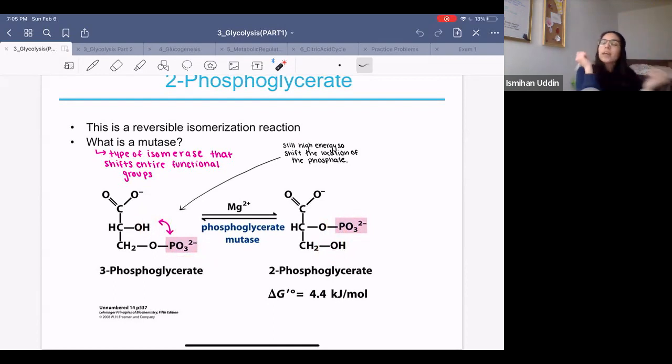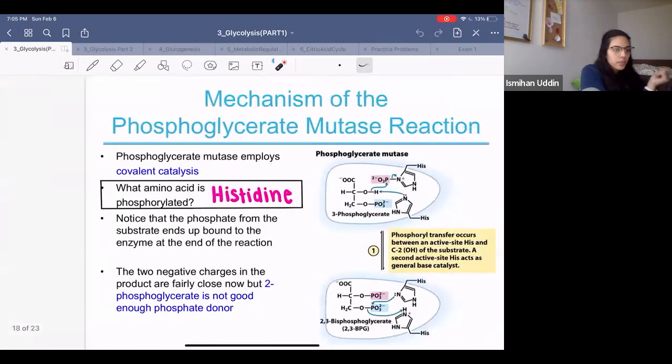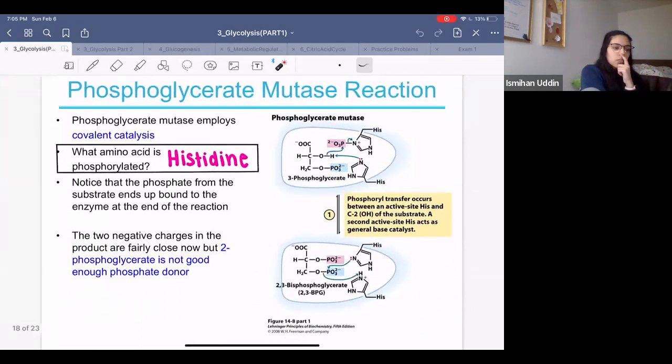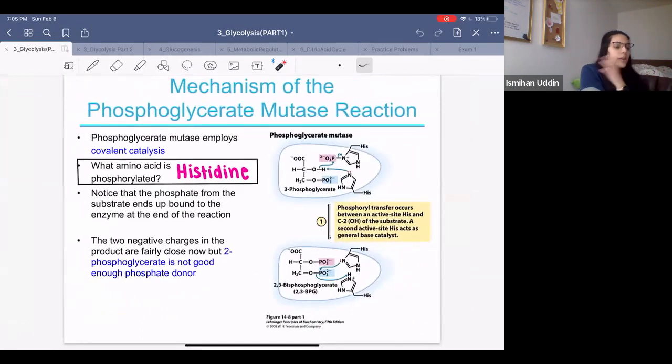So remember previously we had the isomerase, and it was an aldose that changed up the electron stuff. Now we're dealing with mutases. Mechanism of the phosphoglycerate mutase reaction. The amino acid that is phosphorylated is histidine.